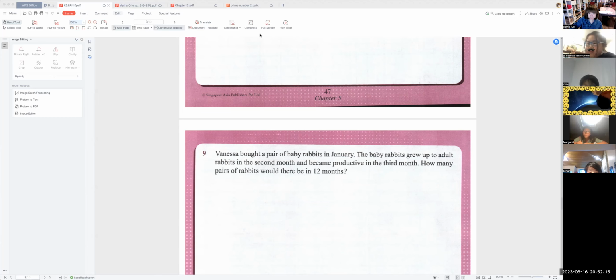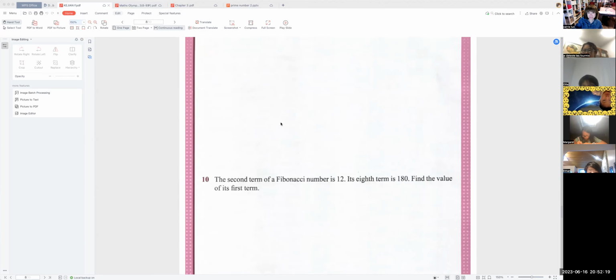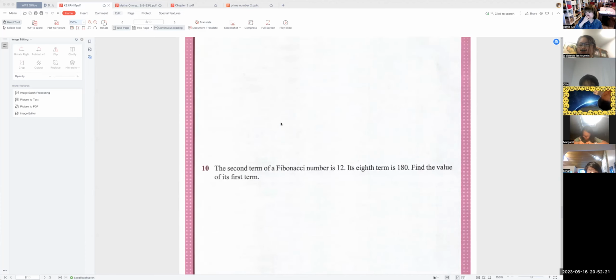Okay, very good. I think this question I don't have to explain anymore, right? It's 233. Okay, the second term of a Fibonacci-type sequence is 12. The eighth is 180. Find the value of the first one. So let's try to do this.